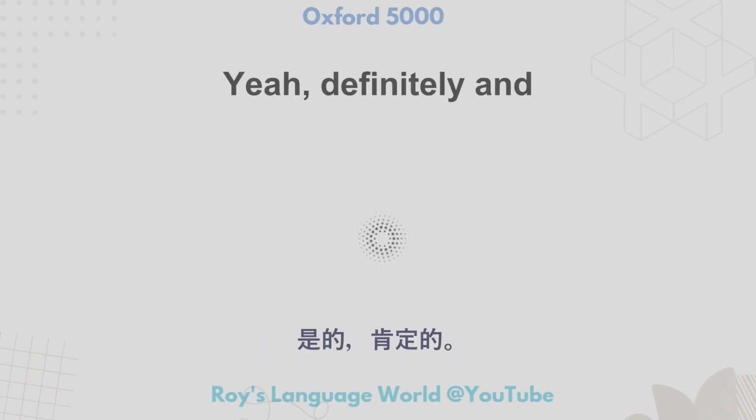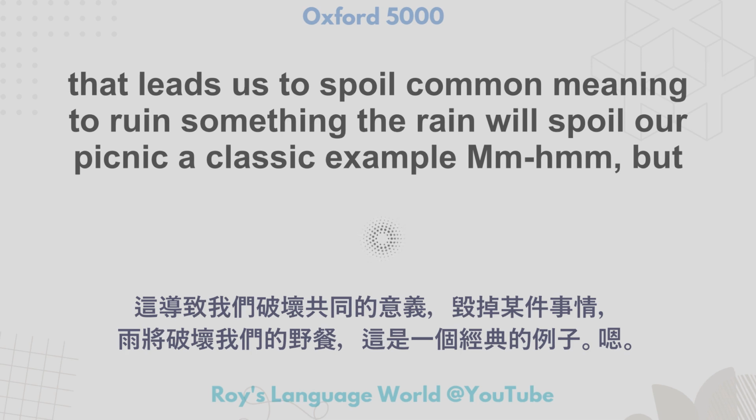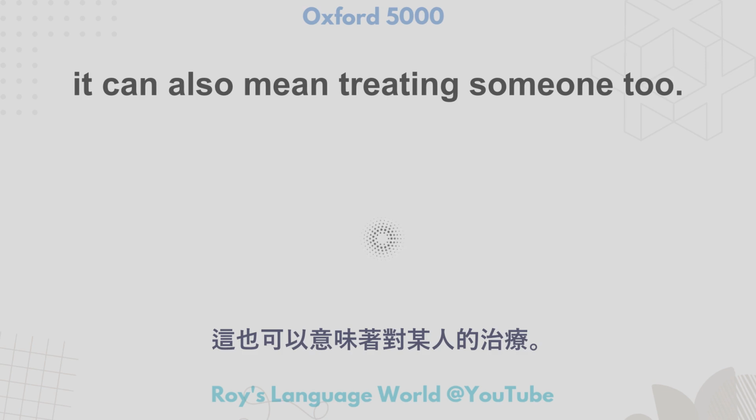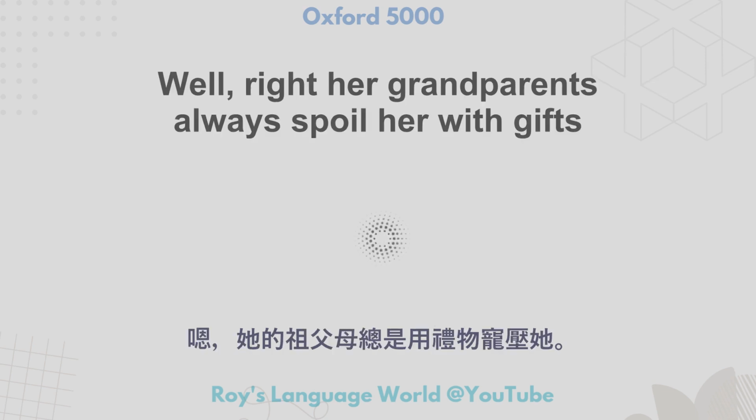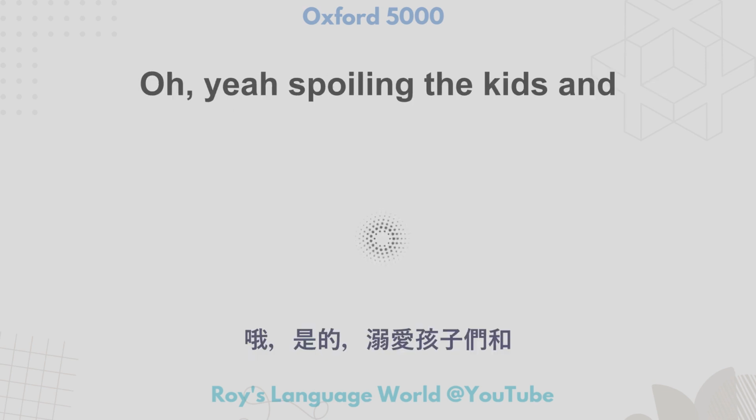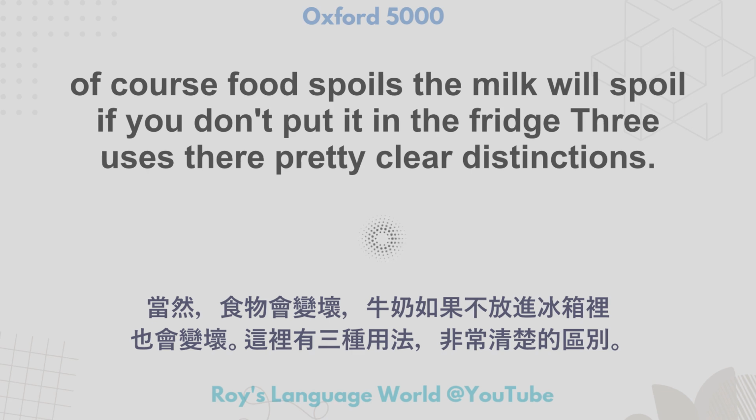Yeah, definitely. And that leads us to spoil, common meaning, to ruin something. The rain will spoil our picnic. A classic example. But it can also mean treating someone too well, right? Her grandparents always spoil her with gifts. Oh yeah, spoiling the kids. And of course, food spoils. The milk will spoil if you don't put it in the fridge. Three uses there. Pretty clear distinctions.